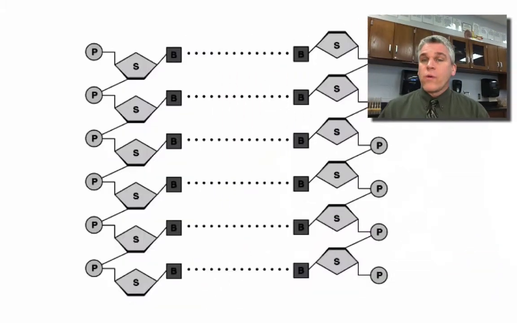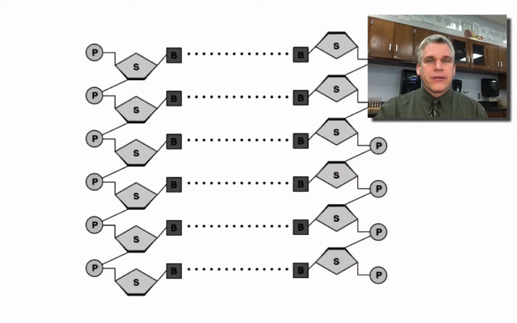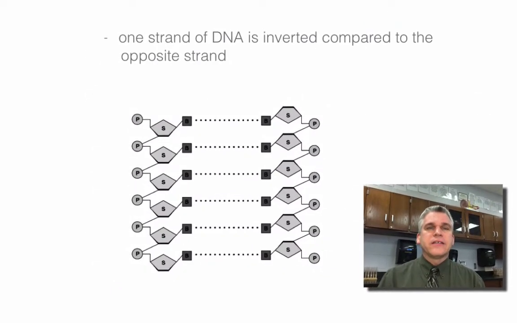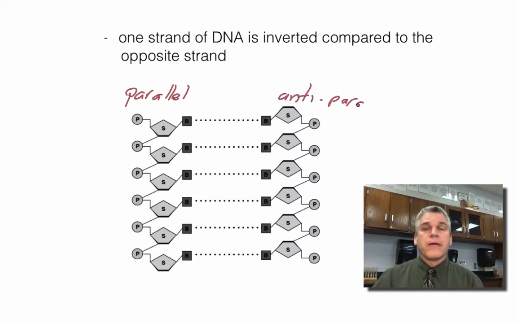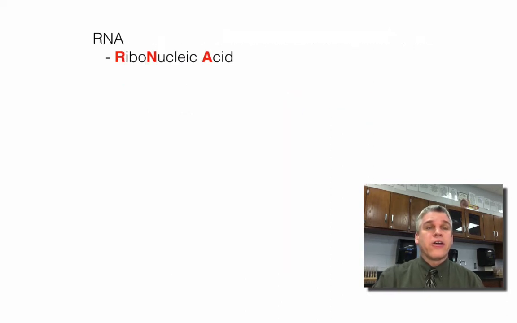Another thing to take note of that Watson and Crick had to show was that nucleotides all have the same shape. So how is it that they can pair with one another? Well, if you look closely at this model, we can see that one strand of the DNA is inverted or upside down compared to the opposite strand. Scientists refer to this as the parallel strand and the antiparallel strand.